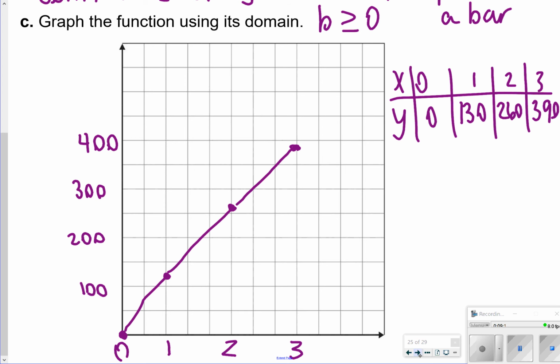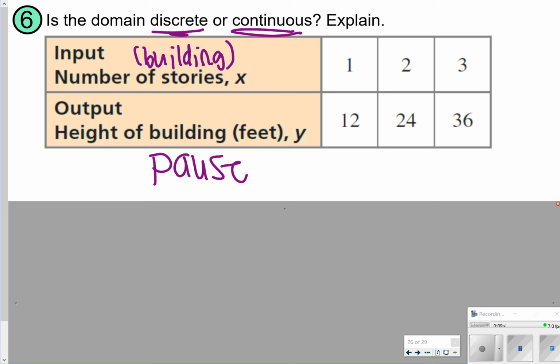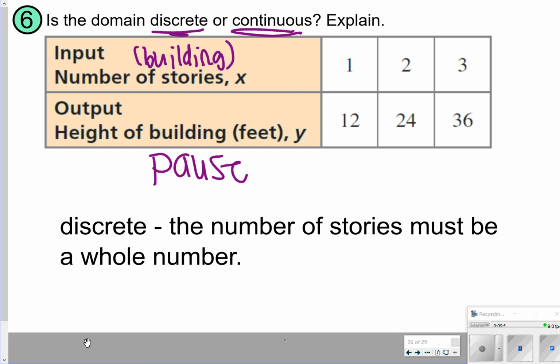Okay? The last little bit of these notes is we're just going to talk about, is the domain discrete or continuous, and then explain. So for number 6, you're just going to try this one on your own. It says input the number of stories, would be 1 story, 2 stories, or 3 stories, like on a building. And then output would be the height of the building in feet, 12, 24, 36. So let's pause here real quick to determine, is this discrete or continuous? This one is discrete because in order to build a building, you need whole floors. You cannot have half floors. So that one would have to be discrete.